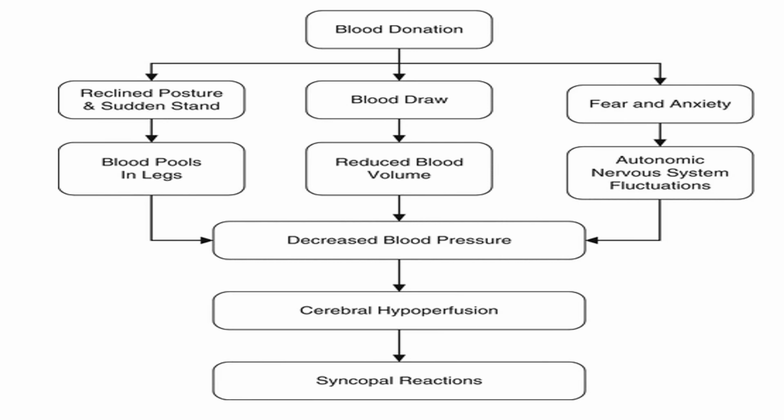During the blood donation process, there is a reclined posture, and then there is a sudden stand. So the blood will get pooled in the legs. After the pooling of blood in the legs, there will be decreased blood pressure. This decreased blood pressure leads to cerebral hypoperfusion, which can cause a syncopal reaction. Or when we draw the blood, there is a reduced blood volume. All this can lead to decreased blood pressure, decreased cerebral perfusion, and a syncopal reaction. Or if the donor has fear or anxiety, then it will affect the ANS, fluctuations can occur in that donor, and that can lead to decreased blood pressure, cerebral hypoperfusion, and syncopal reactions.